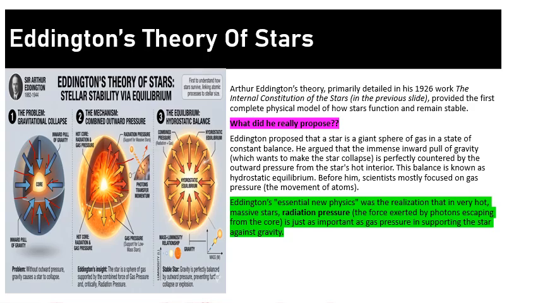His essential new physics was the realization that massive stars, which are much larger than the Sun, have an additional pressure, which is the radiation pressure, the force exerted by photons escaping from the core, which in combination with the gas pressure, means both these forces prevent the star from collapsing against the gravity.